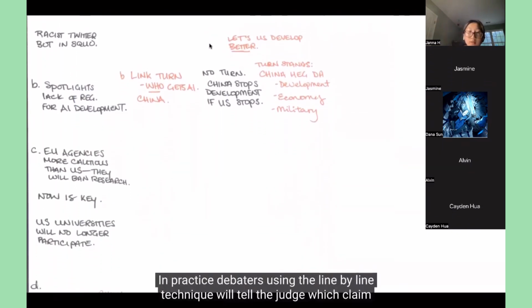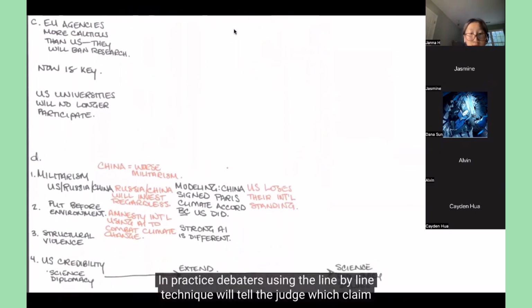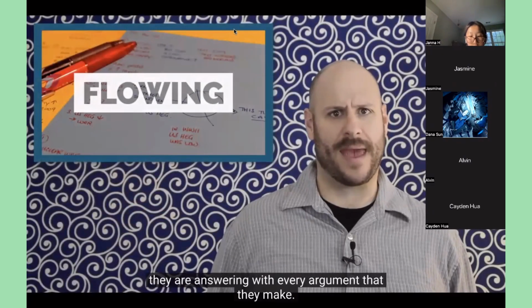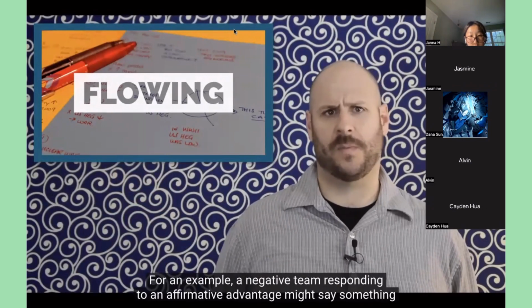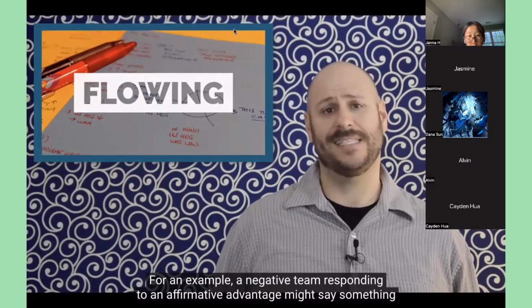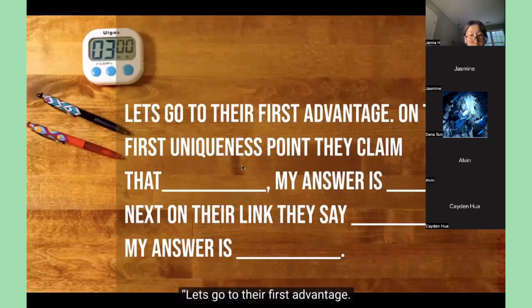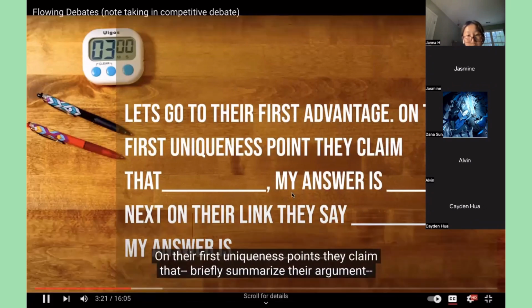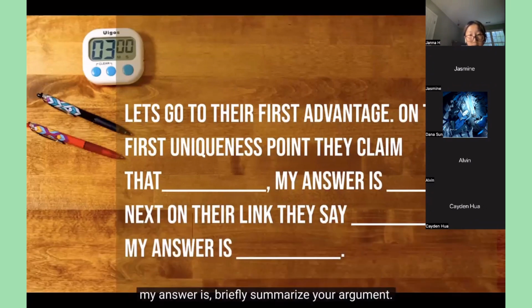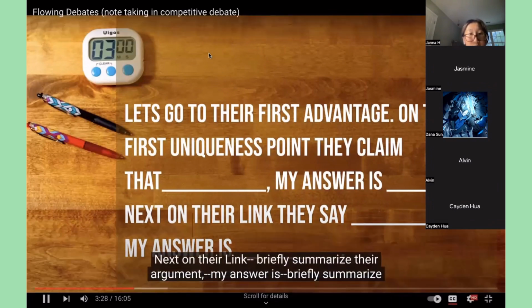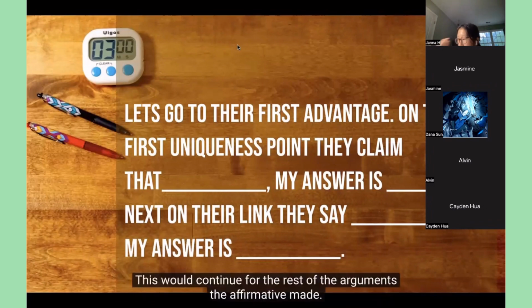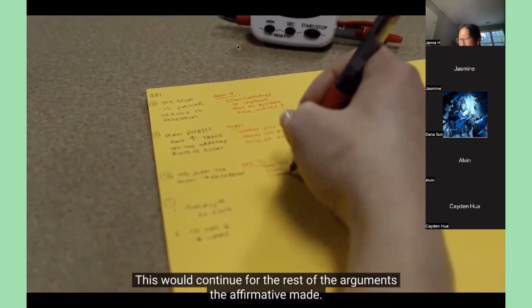In practice, debaters using the line by line technique will tell the judge which claim they are answering with every argument they make. For example, a negative team responding to an affirmative advantage might say something like this. Let's go to their first advantage. On their first uniqueness points, they claim that, then briefly summarize their argument. My answer is, briefly summarize your argument. Next on to their link, briefly summarize their argument. My answer is, briefly summarize your argument. This would continue for the rest of the arguments the affirmative made.